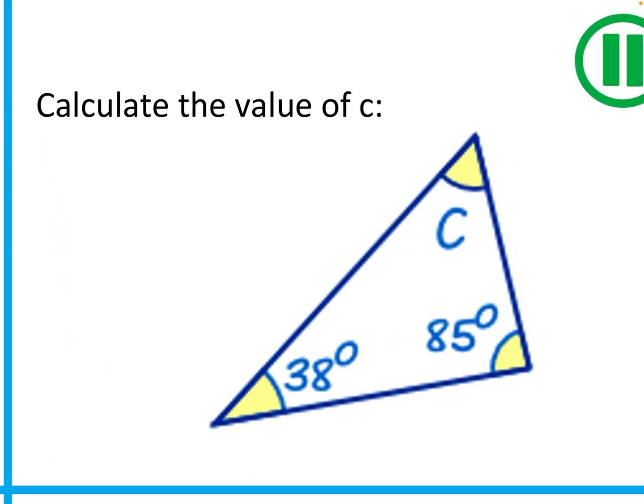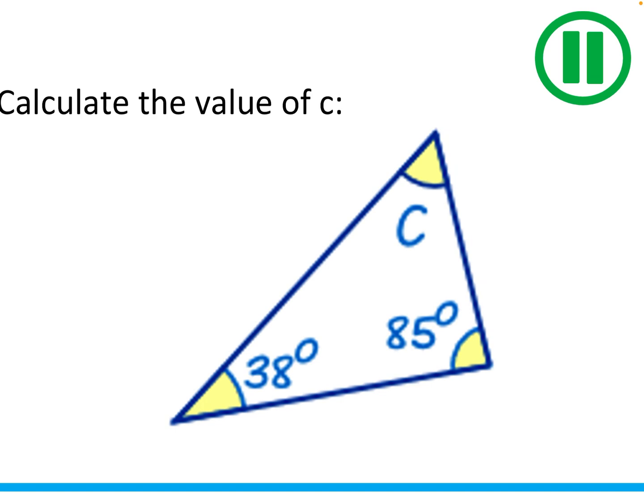Next, question 2. Calculate the value of C. Now this is an angles question. So we've been given 38 degrees and 85 degrees as our 2 angles here. So I know that I have 2 angles out of 3. So I'm going to firstly add 85 and 38. Now the reason I'm doing that is because I want to see the total angles I currently have.